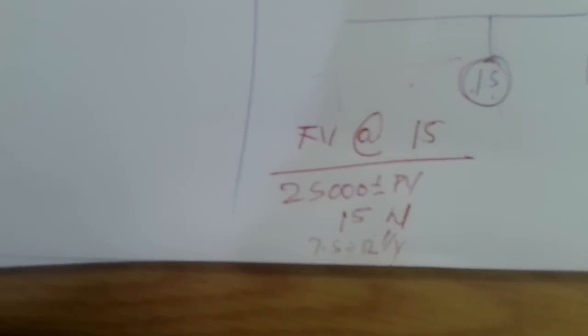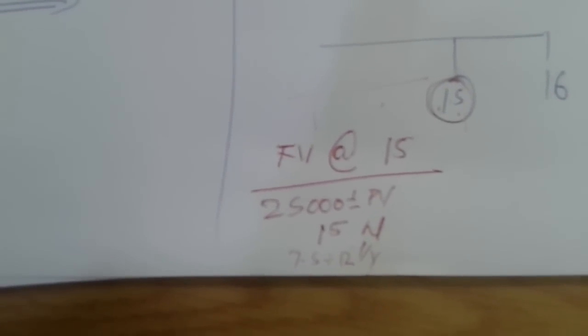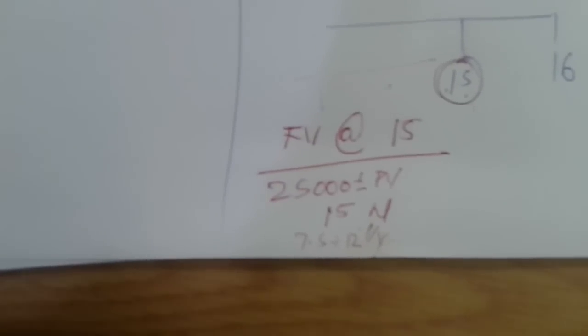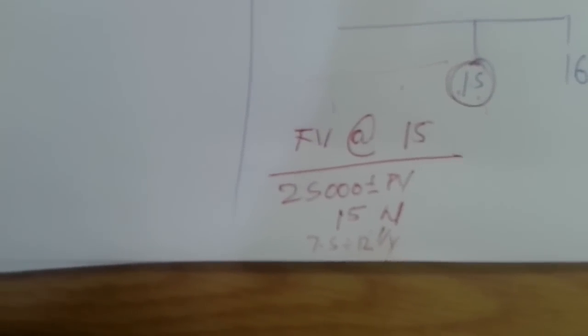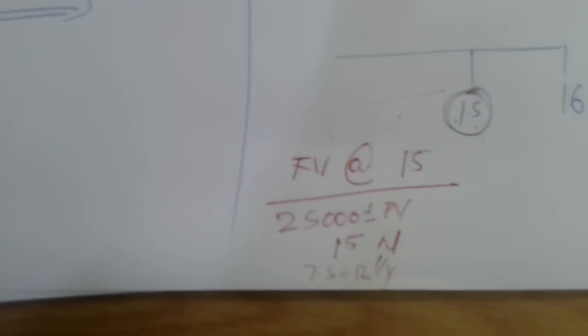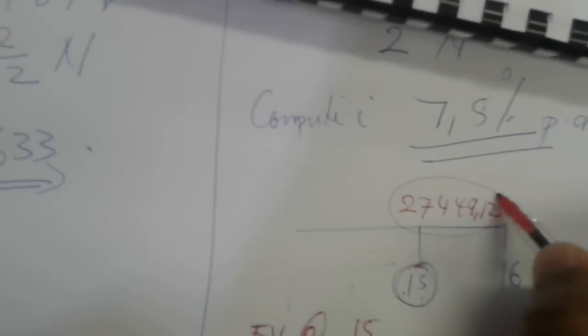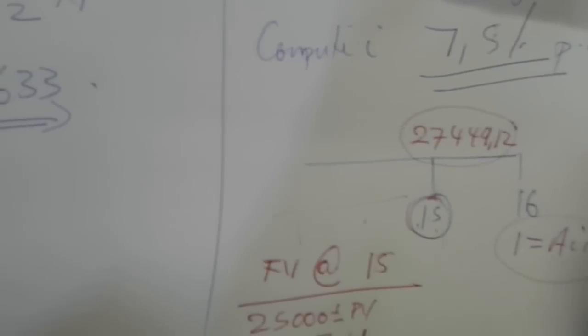So let's go. 25,000 plus minus PV, 15 is your N, and 7.5 divided by 12 is your I. Then you compute your FV. So your future value is 27,449.12. Now once you get this, you can use interest is equal to PIN to get the interest at the end of month 16.